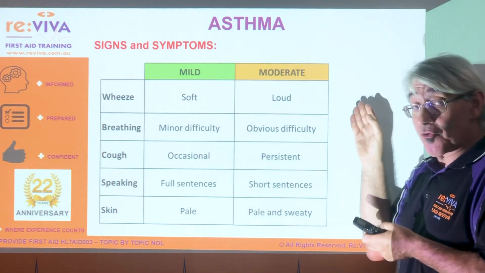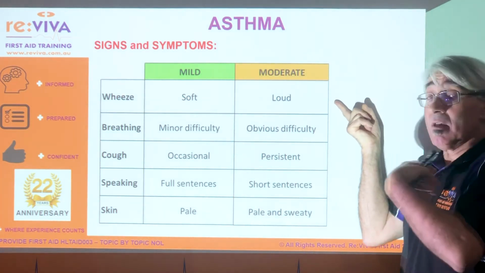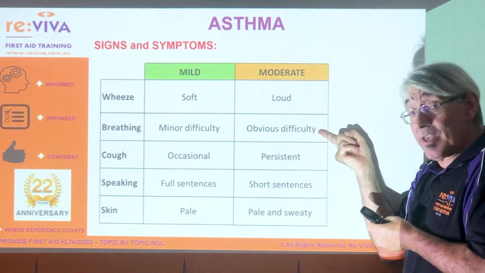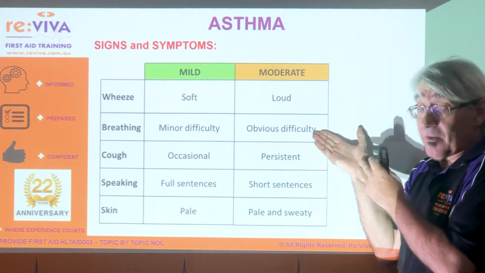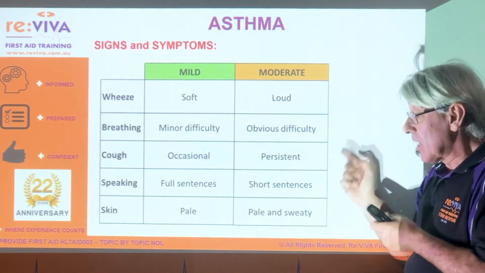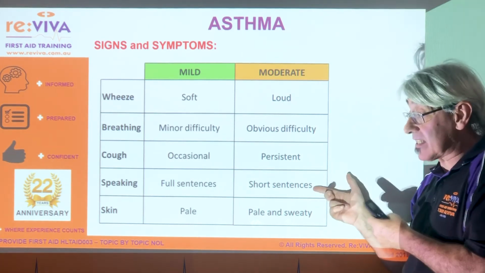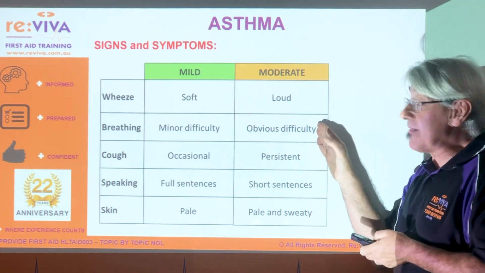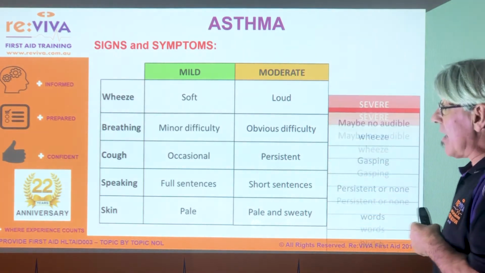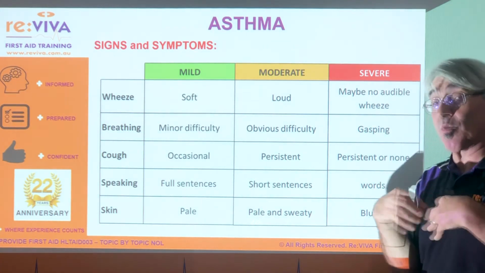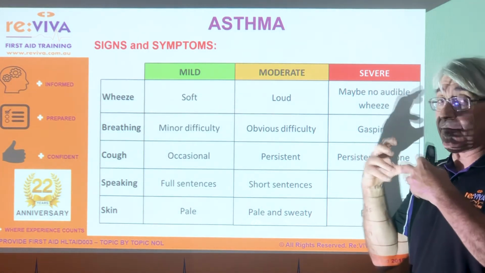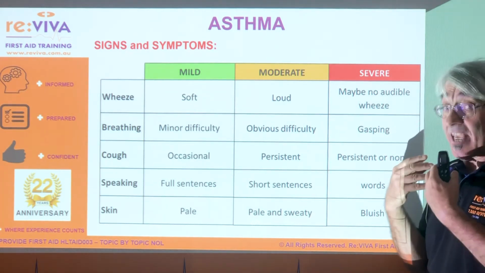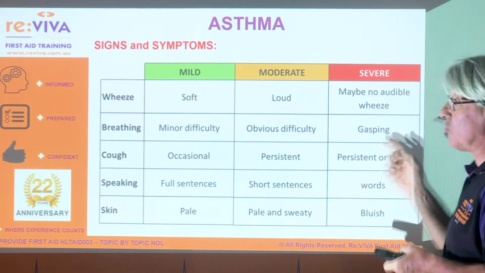Once we've gone to moderate, the person now experiences obvious coughing and a loud wheeze, persistent cough, clearly difficulty in breathing, shorter sentences, and they start to sweat and pale because they're working overtime with their breathing. Now, in the video that we're going to show you in a moment with respect to how to use the reliever medication, I demonstrate what it is to be in severe respiratory distress due to asthma.